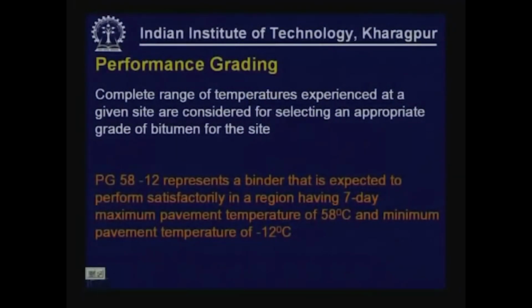The complete range of temperatures experienced at a given site are considered for selecting an appropriate grade of bitumen for the site. So, this is the most important thing. The bitumen that is selected for a given project is going to be performing satisfactorily within a temperature range. For example, if we designate a binder as PG 58-12, this represents a binder that is expected to perform satisfactorily in a region having a 7-day maximum pavement temperature of 58 degrees centigrade and minimum pavement temperature of -12 degrees centigrade.